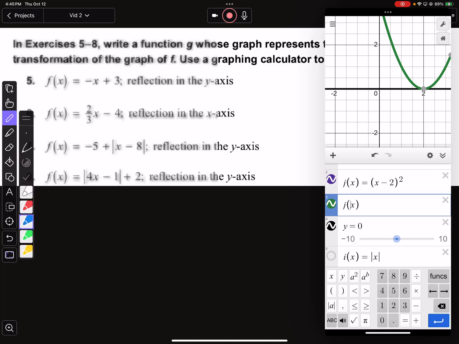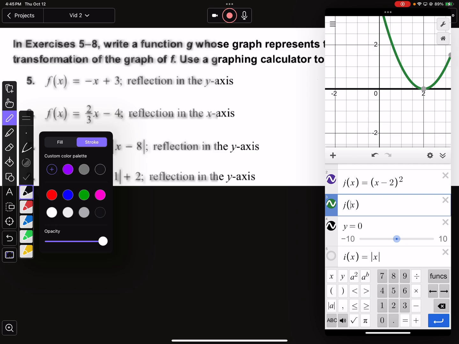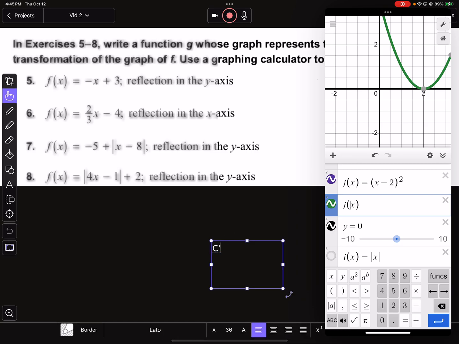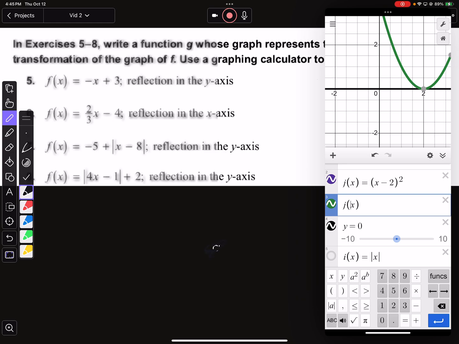All right, so now we're doing reflections over the x-axis or over the y-axis. So let's first show you what over the x-axis would look like. Anyway, over the y-axis. So I've got a function graphed here. It's in purple. You can see it right there. That's the function. It's a parabola.